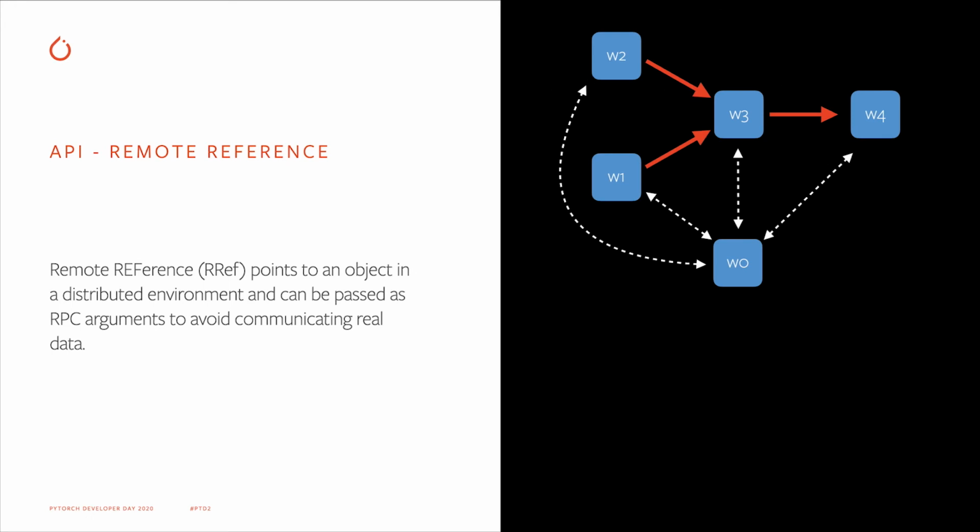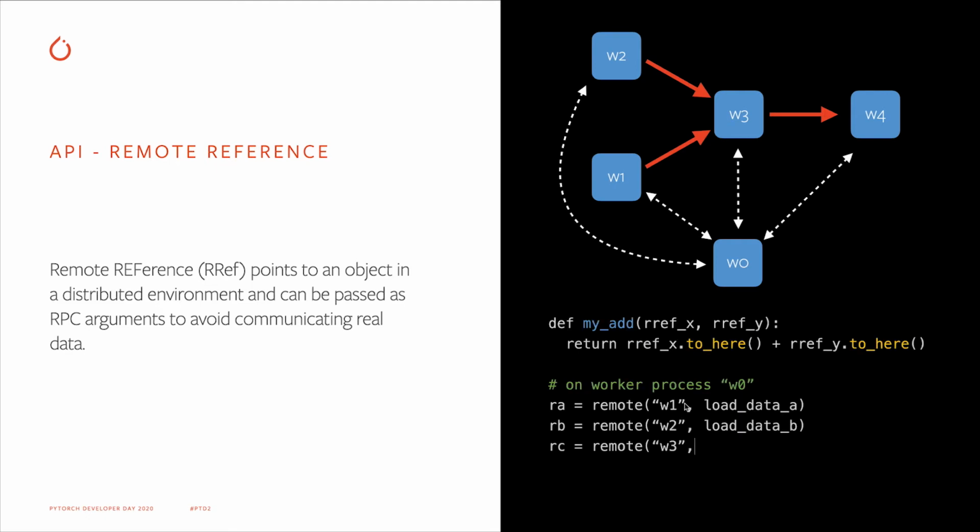Remote reference. A remote reference is like a distributed shared pointer. It points to an object on the local or remote processes, and will manage the lifetime of the data object using reference counting. This is useful when a caller would like to directly forward the output from the callee to another process and avoid fetching the real data back to the caller.